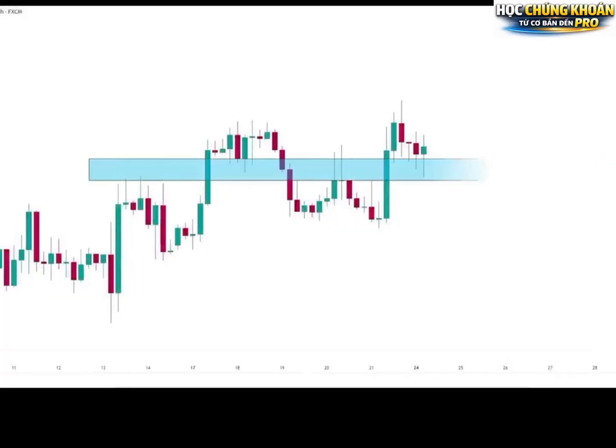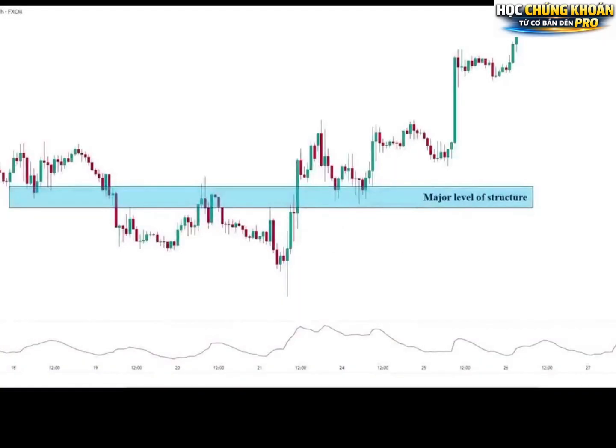So let's have a quick recap of this reversal setup. First, we identified a major level of structure in front of the market on the higher time frame. We expect the market to reject this extreme demand area and possibly give us a buying opportunity. So we zoom into the lower time frame and look for a double bottom reversal pattern once the price gets there.